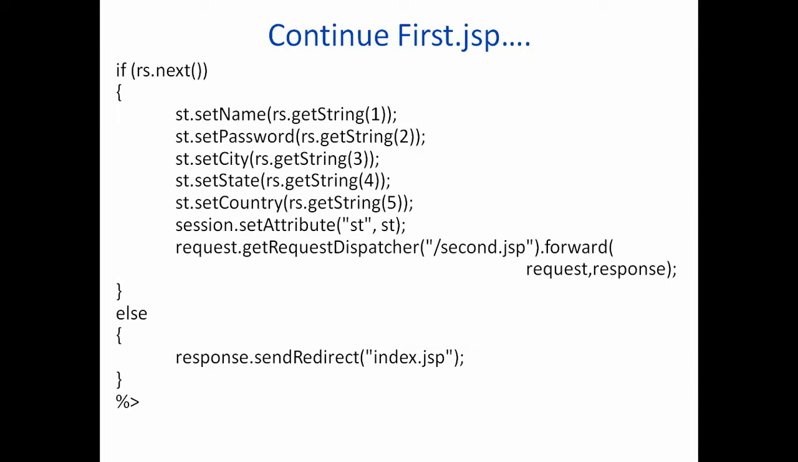So in this case we are first establishing the session attribute st and then we are sending the request. So we are writing here request.getRequestDispatcher and the request is sent to the second.jsp. Request is dispatched to second.jsp and we will forward the request and response. जो request response हमारा first.jsp में आया है वो same request response दूसरे server को transfer कर देंगे.